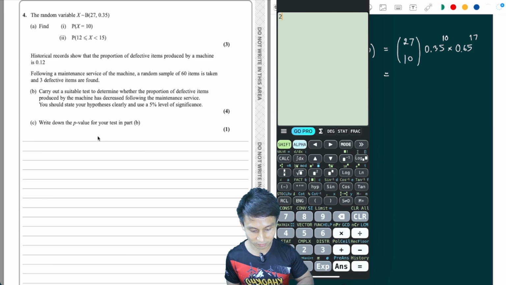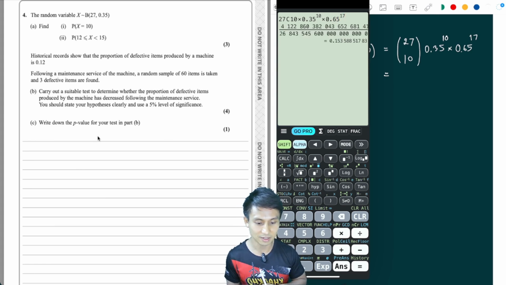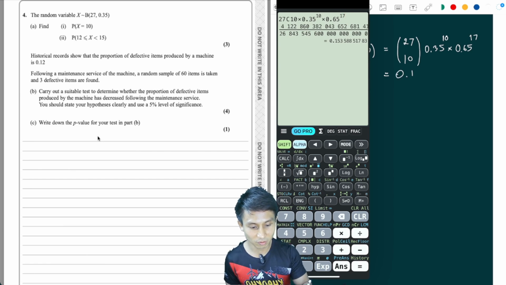So we have 27 C 10 here, and then multiplied by 0.35 to the power of 10, multiplied by 0.65 to the power of 17. So that's 0.153588 and so on. I'm just going to round that to 3 significant figures.